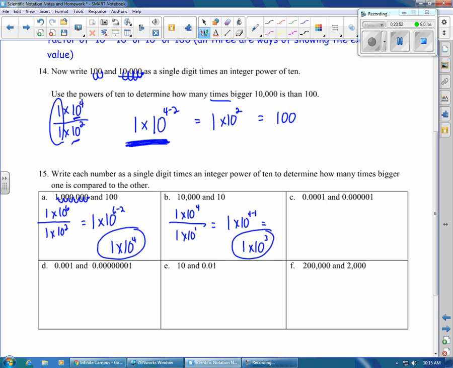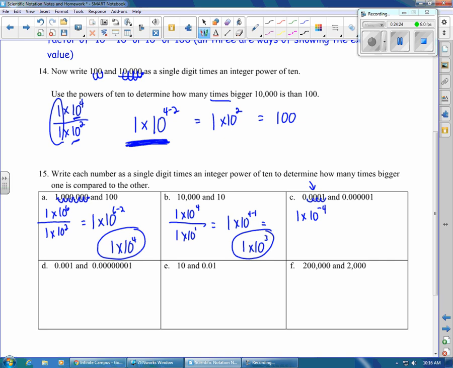Now part C looks a little bit different. This is a really, really small number. We're not dealing with a really, really big number. So it's less than 1, which means I'm going to have a negative exponent. So it's still going to be 1 times 10 to some power, but my exponent's going to be negative. How negative is it going to be? Let's move it and see how many times I have to move the decimal to get it to the right of the 1. So there's 1, 2, 3, 4.